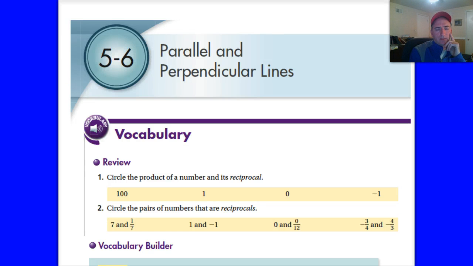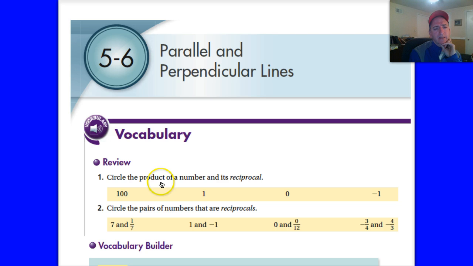Hello, algebra students. Welcome to Chapter 5, Section 6, Parallel and Perpendicular Lines. It's going to get a little bit crazy as we throw a new thing into all of these equations and continue to apply all the things that we've learned in the past 3 equations we've been working on. So it's Chapter 5, Section 6 in your book.